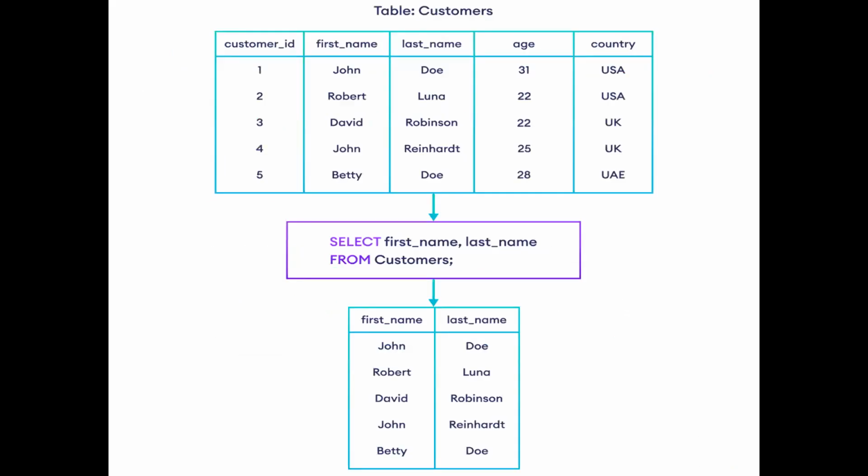Then, assuming that we have this particular table called customers, where you have the customer ID, the first name, the last name, the age, and the country. Once you type the select statement that selects the first name, the last name from the table called customers, then it will only display for you all the records in the first column and all the records in the last column.